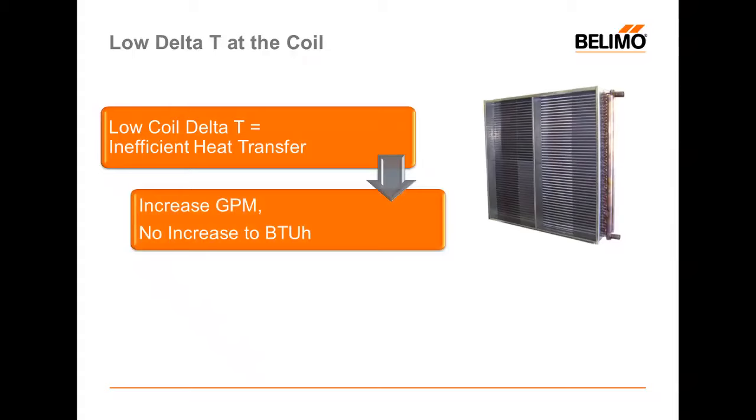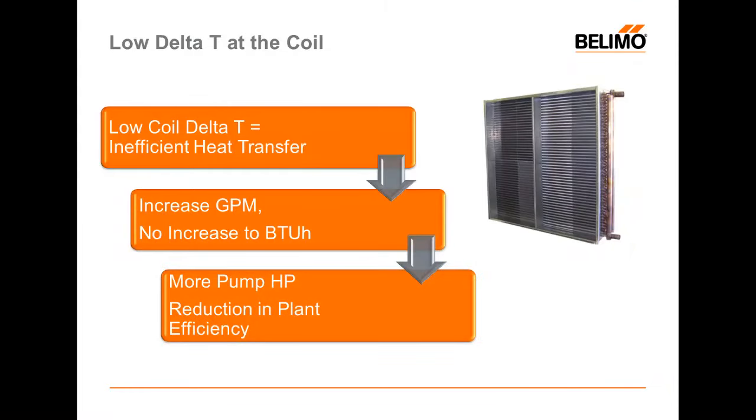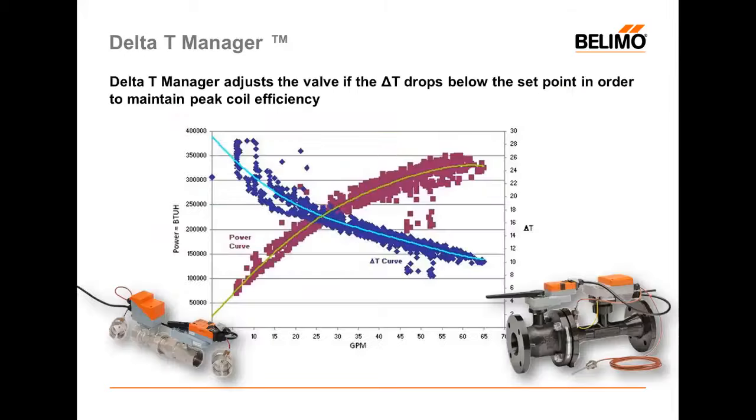In order to achieve this type of low Delta T, it means we have to increase our GPM. That means we're flowing water faster and not increasing any BTU output. When we do this, we obviously incur more pumping costs from pumping more water, and we reduce our overall plant efficiency. The Delta T manager adjusts the valve if the Delta T drops below the set point in order to maintain peak coil efficiency.